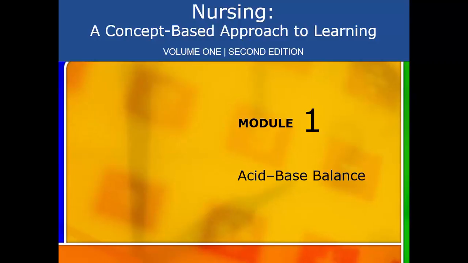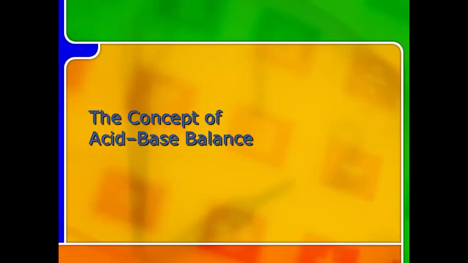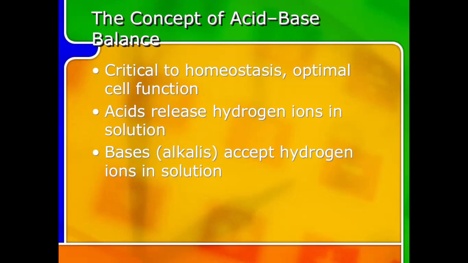This is a recording on acid-base balance, and this is the concept of acid-base balance. Acid-base balance is critical to homeostasis and optimal cell functioning. To maintain acid-base balance, hydrogen ions must be kept in a relatively narrow range.